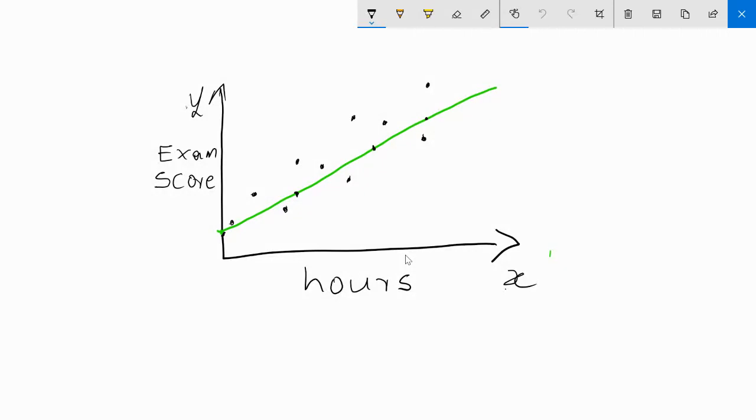And now the question is, what are these errors? If this was a perfect fit, then all these points were supposed to be on the line. But as you can see, not all the points are on the regression line.